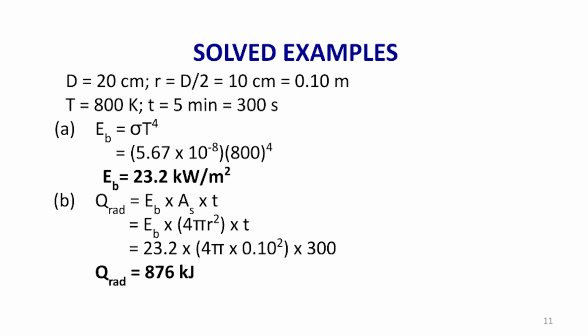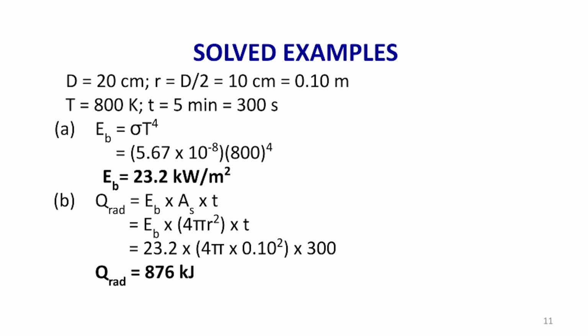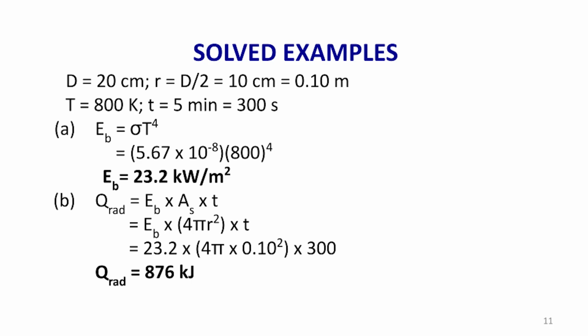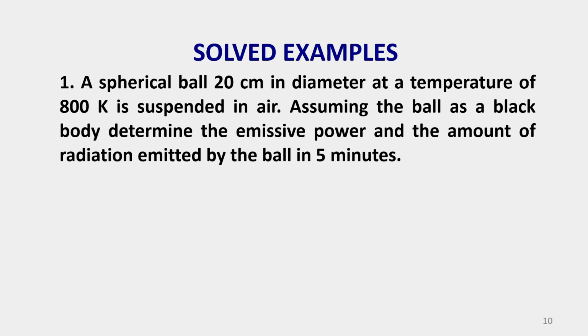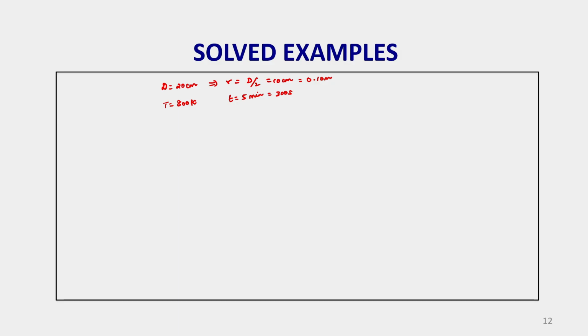Time: we have to find out the amount of radiation emitted by the ball in 5 minutes. So that is 300 seconds. So these are all the data given. It's a very simple one. The first question is to determine the emissive power of a black body. So we can use the Stephan-Boltzmann law, sigma into T power 4. This is the first part of the question.